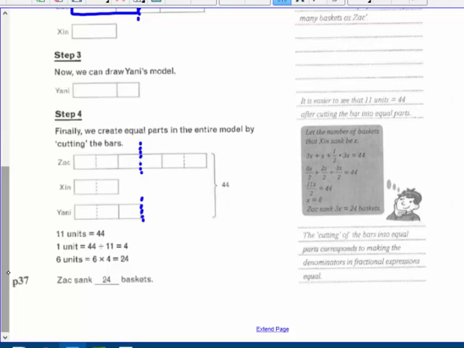So Zach has twice of Jin. Yanni has half of Zach. All together, because we've cut this in half, we now have half pieces, so it says you should cut all of the bars in half. So we have all of these halves. How many halves do we have? 1, 2, 3, 4, 5, 6, 7, 8, 9, 10, 11. So there's where the 11 comes from. There are 11 units, which is 44. There's our question. Our question mark was up here. How many does Zach have? Zach has 6 of those, so Zach sank 24 baskets.